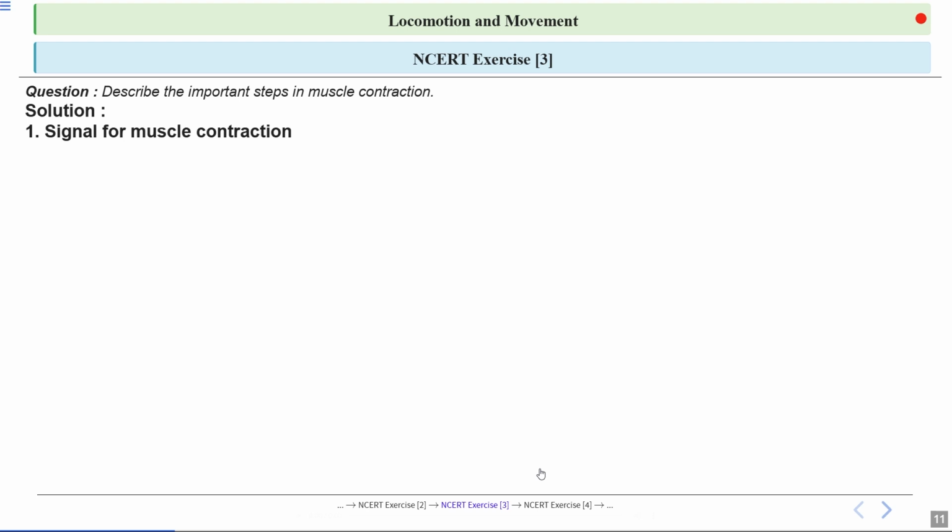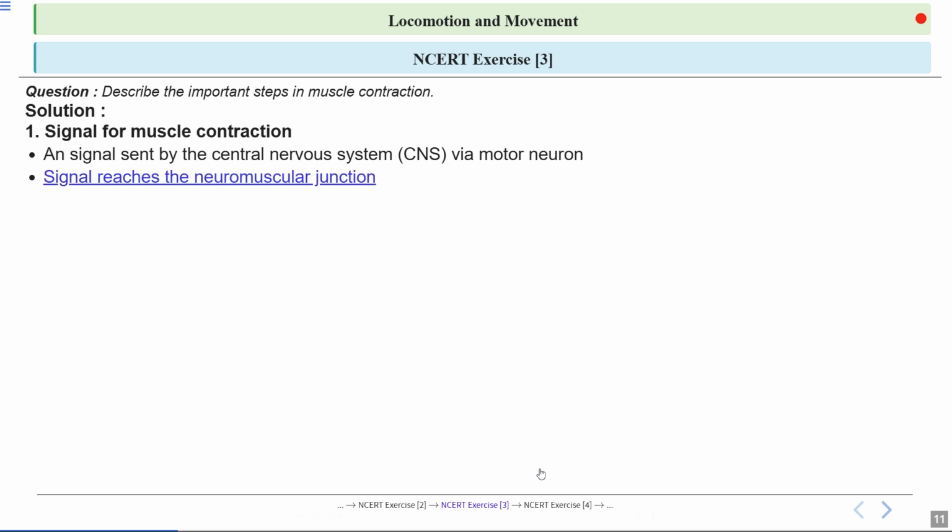Okay, so just like a runner waits for the starting pistol, our muscles need a signal to start contracting, and this signal comes from our nervous system, which acts as the body's communication network. Here we can see that the CNS, or central nervous system, sends a signal through a motor neuron. You can imagine the CNS as the control center sending instructions down the wires of our nerves to the muscle. So this is the first step in getting the muscle ready to contract.